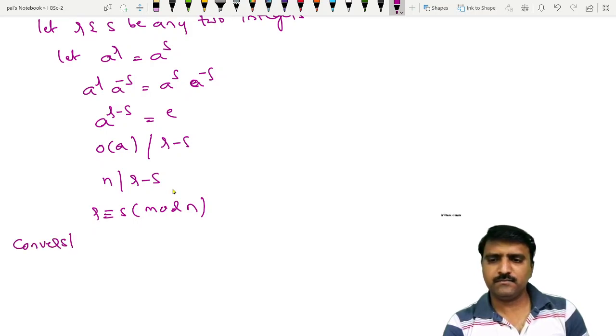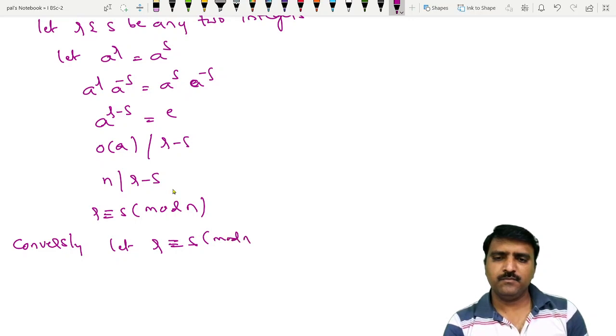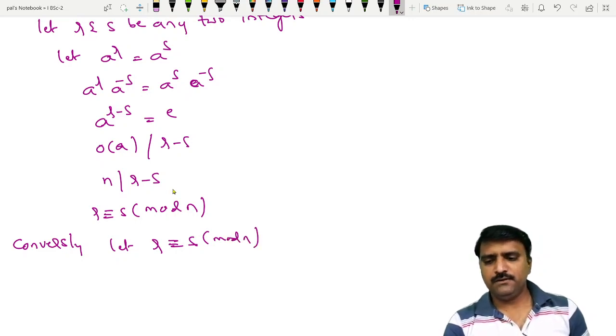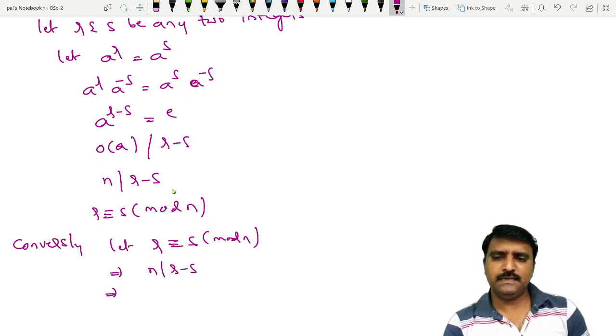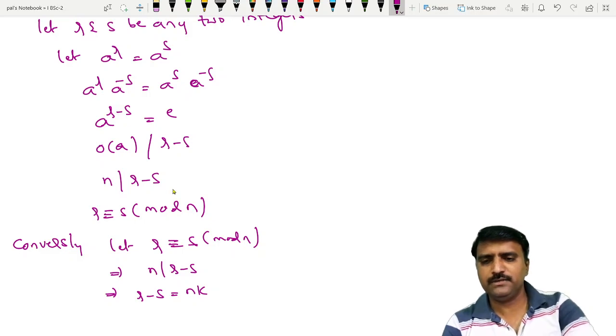Okay, so now you take its converse part. Conversely, let R be congruent to S modulo n. Which implies that n divides R minus S. So if n divides R minus S, R minus S is a multiple of n, so we can write R minus S as a multiple of n. You take that R minus S is equal to n into some integer k.